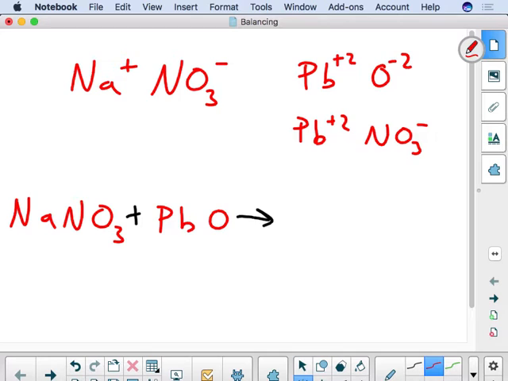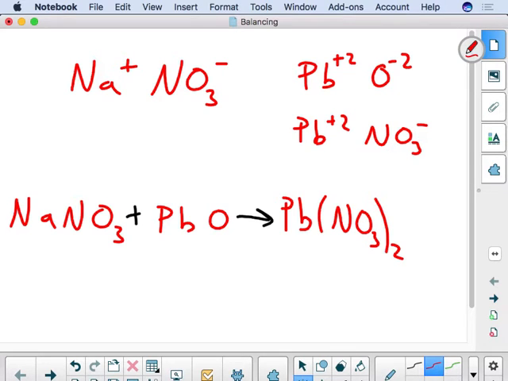Okay, Elise, when I look at this, do I need more nitrates or more leads for this to be balanced? More nitrates. Because this is -1, that's +2. How many nitrates do I need, Elise? 2. So lead nitrate is going to be Pb(NO3)2. Because I need 2 of these -1 charges to balance off that +2 charge to make my compound nice and balanced.